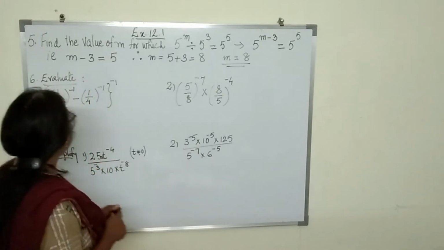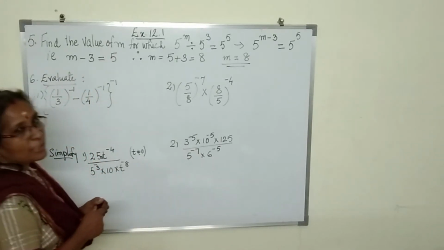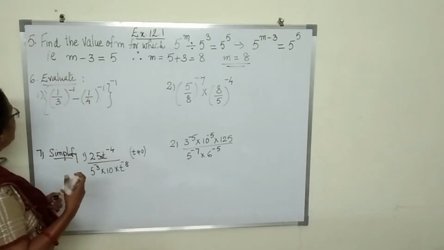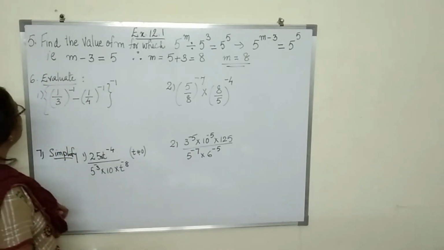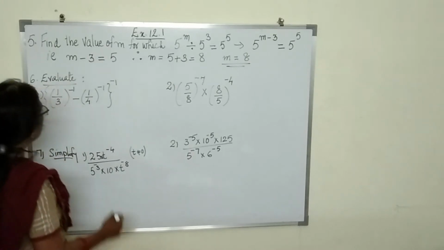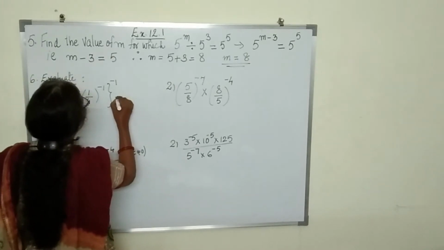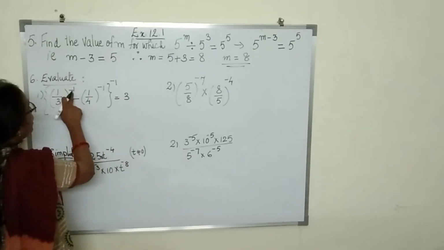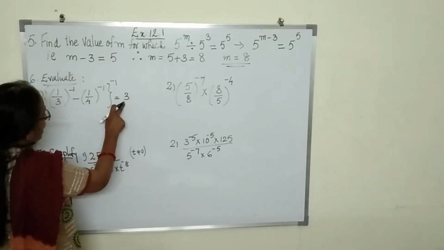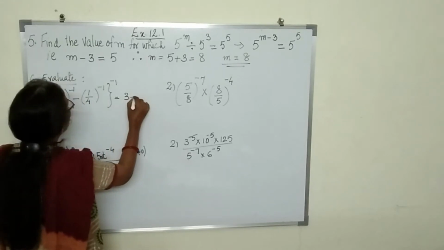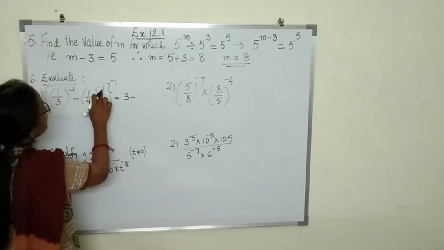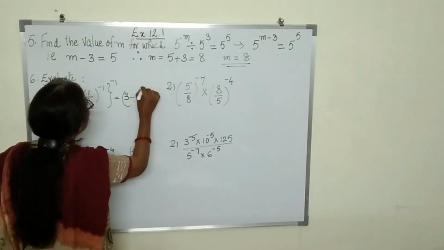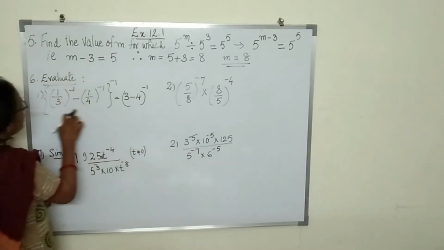Okay. Now here again, evaluate. Evaluate means we have to find the value of (1/3) whole raised to minus 1, that is equal to 3. See, (1/3) whole raised to minus 1 is 3. (1/4) whole raised to minus 1 is 4. And the whole raised to minus 1. So, what did we do?